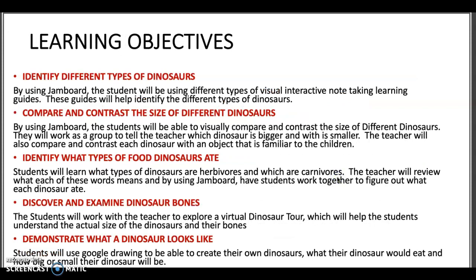The learning objectives for these lessons would be to identify the different types of dinosaurs, compare and contrast the size of each of the dinosaurs, identify what types of food the dinosaurs ate, discover and examine dinosaur bones, and also demonstrate what a dinosaur looks like.